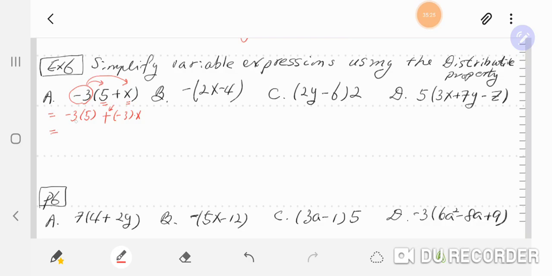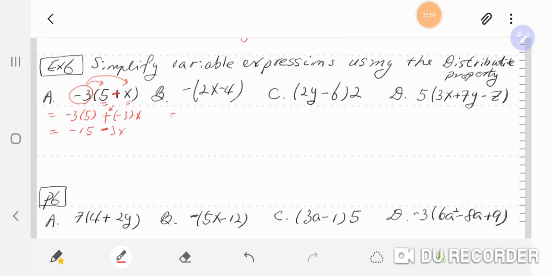Then the first term will be 3 times 5 is negative 15, and this is minus 3x. Okay, so you can do the mental math. Multiply negative 3 and 5, which is negative 15. Multiply negative 3 and 4, that is negative 3x, which is minus 3x. So this is plus. Plus means, multiply these two and then write down the result.